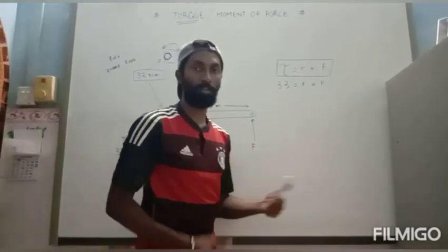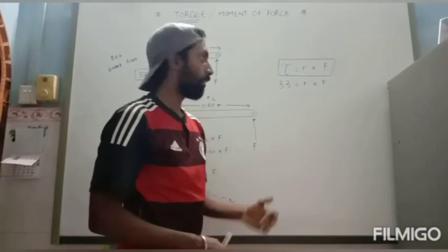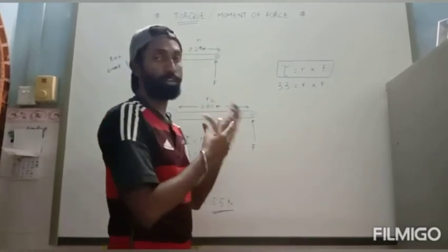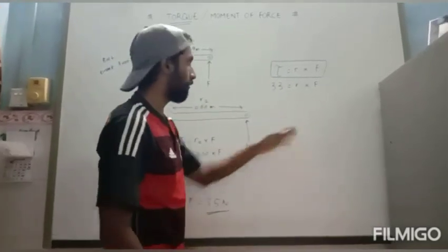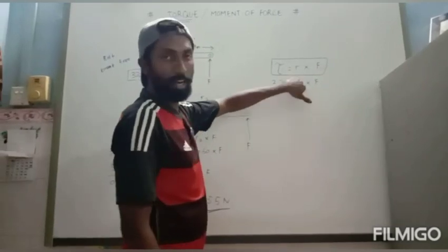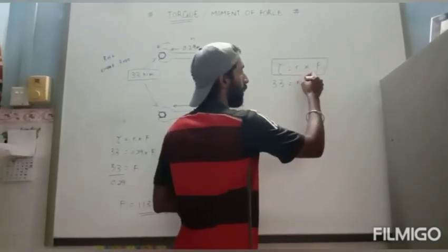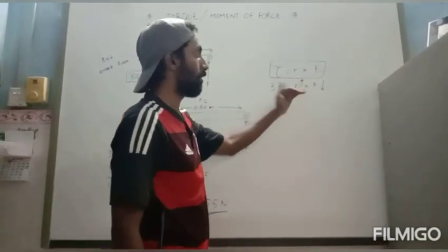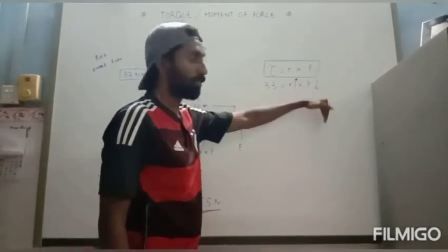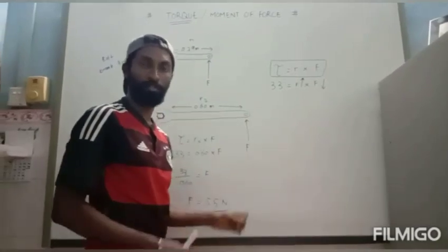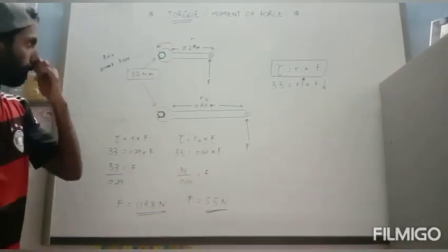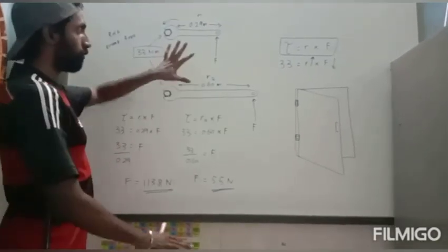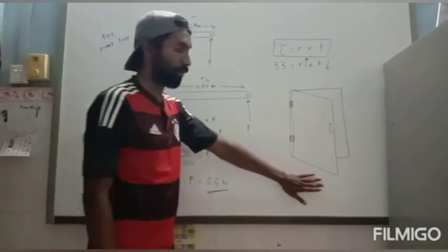Which one will be convenient for us in order to get a smaller force? Definitely increasing R, increasing the lever arm, and decreasing the force. If we increase the lever arm, of course we'll decrease the force. We'll get a smaller amount of force. Okay, now let us put this aside. Now I show you another example.